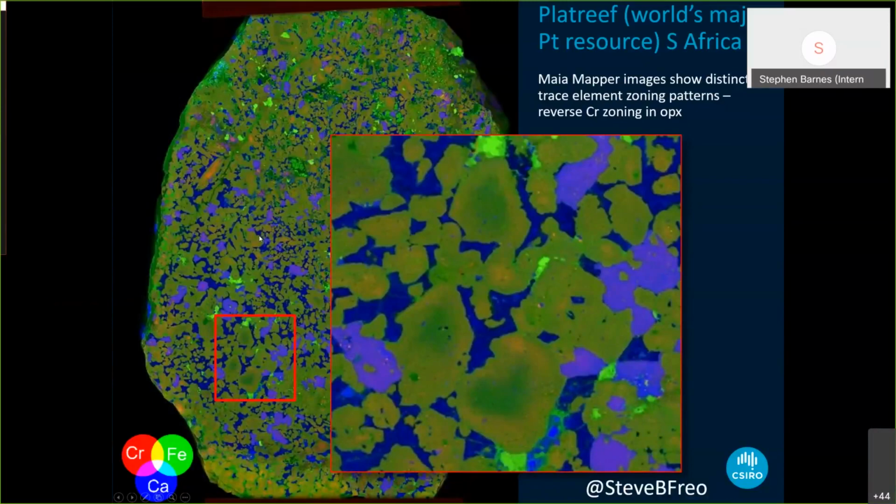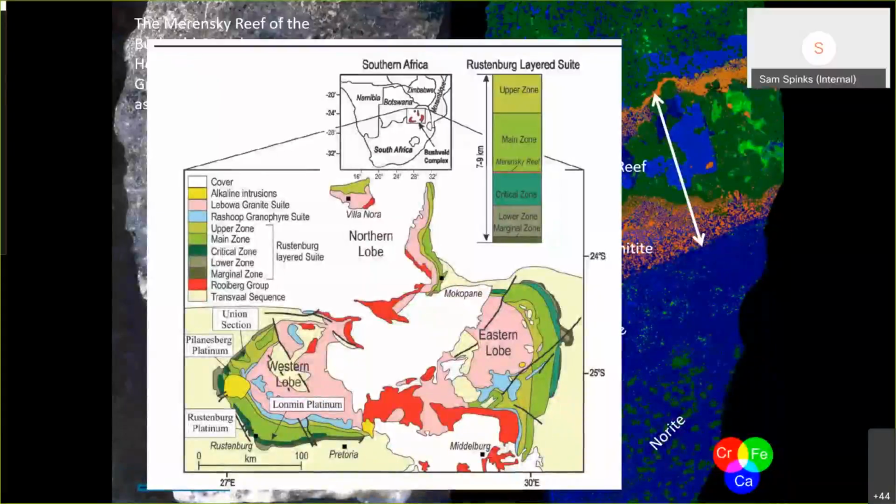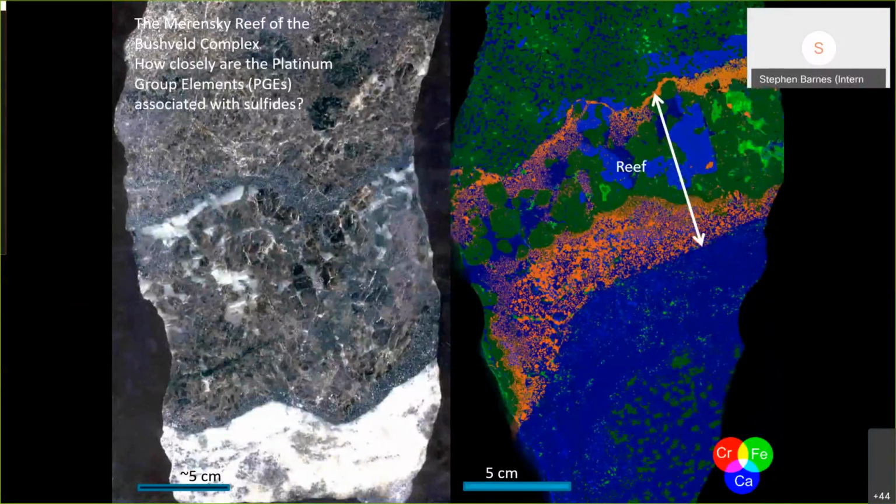Oh, right. Okay. Good. So, I'm going to talk a little bit about some work I've been doing with some colleagues on the Merensky Reef. And the Merensky Reef is a remarkable body of rock. Up until a few years ago, it was the source of almost all of the world's platinum group metals. There are a few rivals now, but it's still a very important producer.